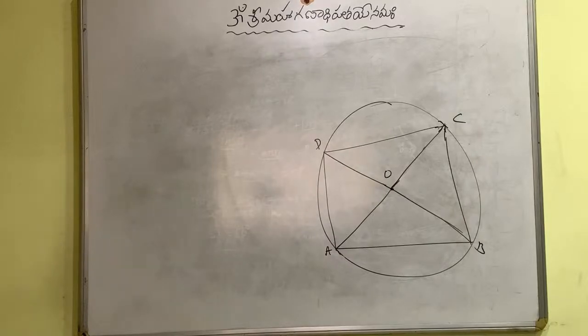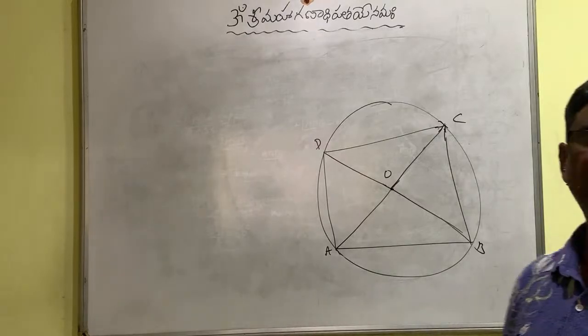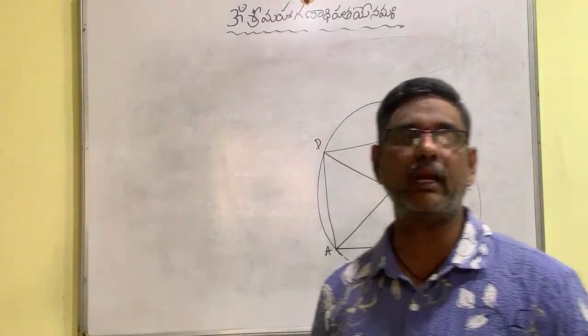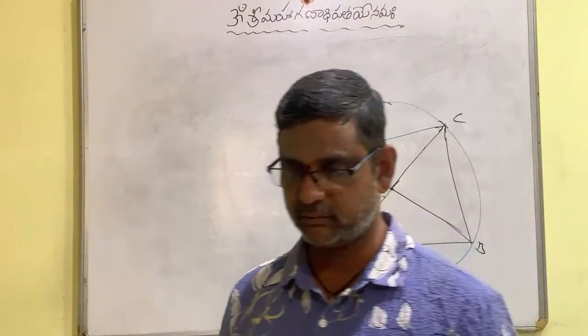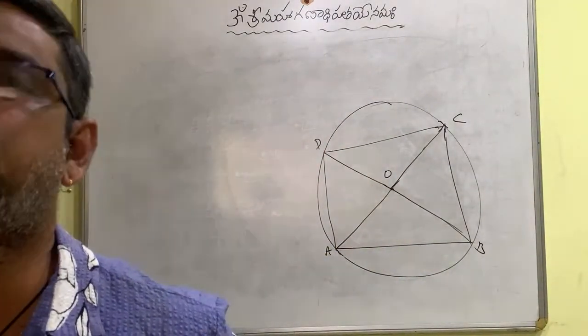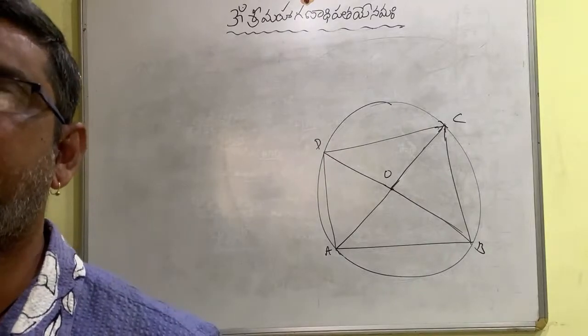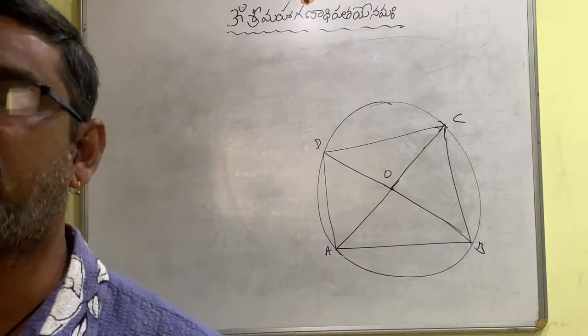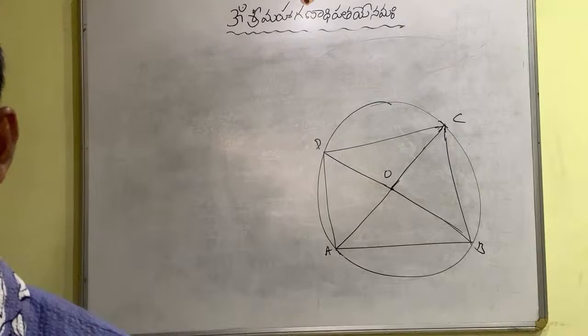When a quadrilateral becomes a rectangle, children, ABCD is a quadrilateral here. What was the way to prove that a quadrilateral becomes a rectangle? How can we prove? What is enough to prove that ABCD is a rectangle?